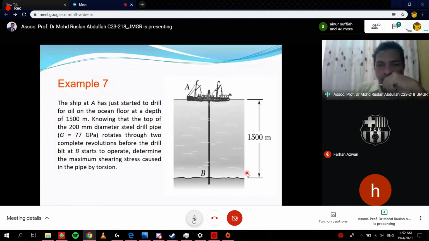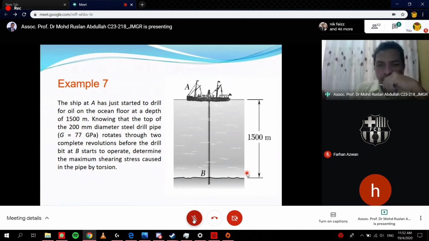Okay, the last one. This is example 7 actually. In the previous examples, we just concentrated on tau, how to determine the shear stress. Now for example 7, we start to use what we call the angle of twist. Theta is the angle of twist.